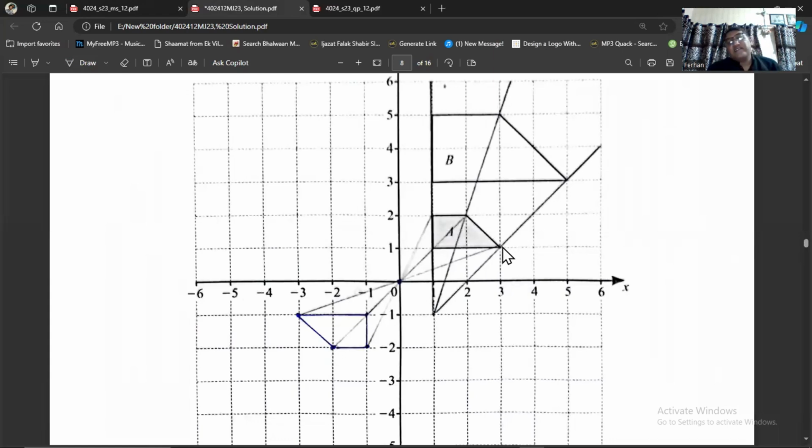I will join this point with the origin and prolong it. I will check the distance between the origin and this point and take the same distance on the other side of the origin and put a dot here. Then I will join these points with each other. So this is how this diagram is rotated 180 degrees. When you rotate something 180 degrees, it does not matter whether you move clockwise or anti-clockwise, you exactly go to the opposite side of the center. I hope you understand.